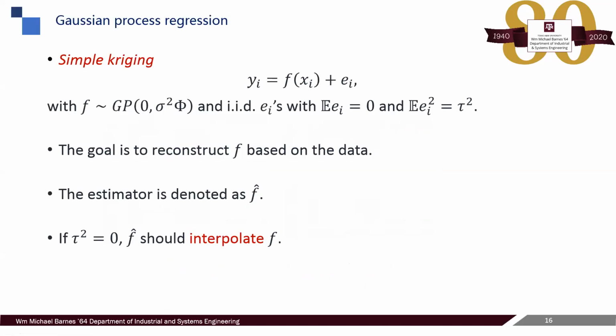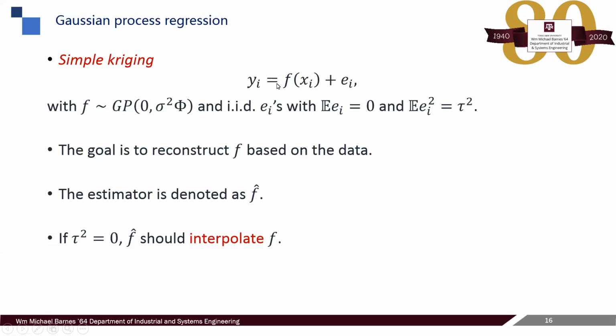So first we'll talk about the model. Gaussian process regression, also known as kriging. The model is y_i equals f of x_i plus e_i. Okay, so f has a prior. f is an unknown function, right? So the goal is to reconstruct f.